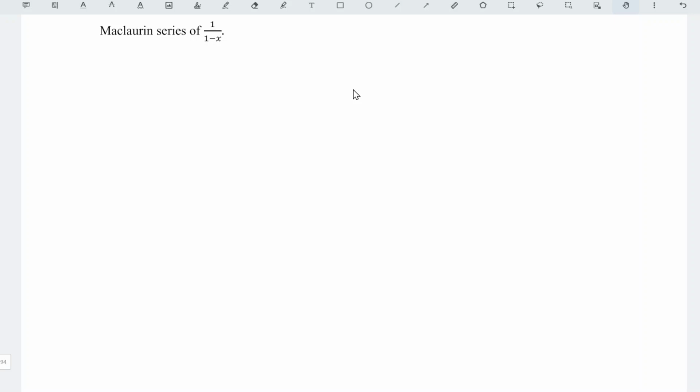As we can see, the denominator is as simple as 1 minus x, which is a function of x without any other functions. So which means that we don't have to really apply differentiation to obtain the Maclaurin series, but we can simply apply long division. Let's try. We take 1 divided by 1 minus x.